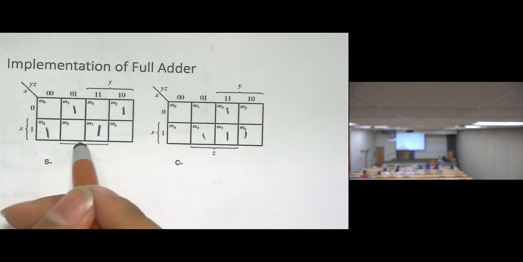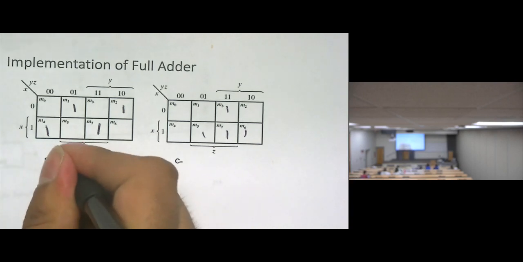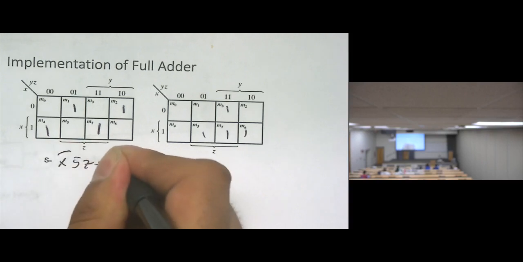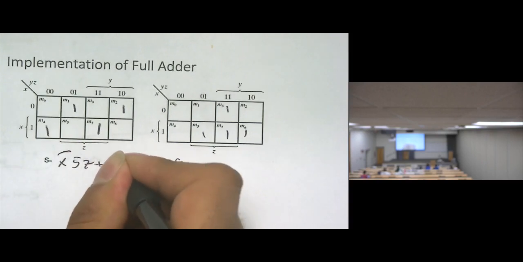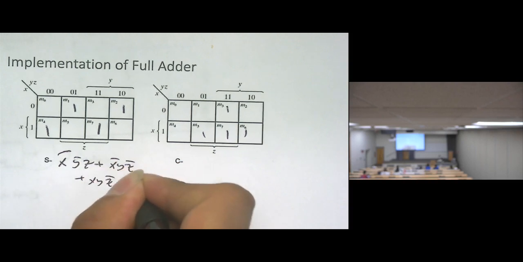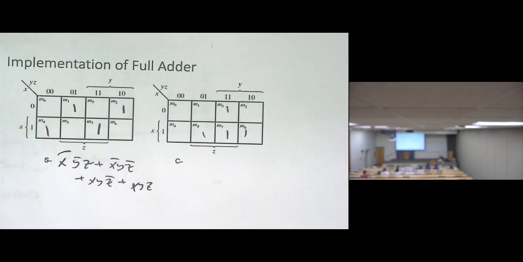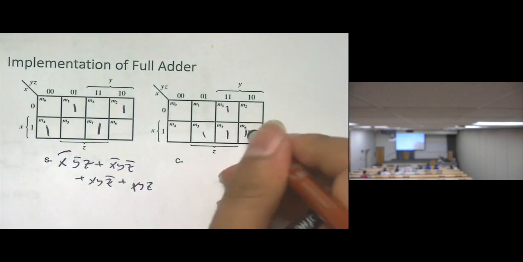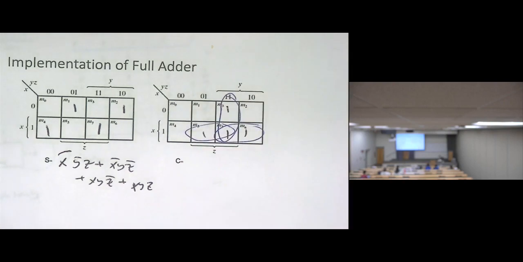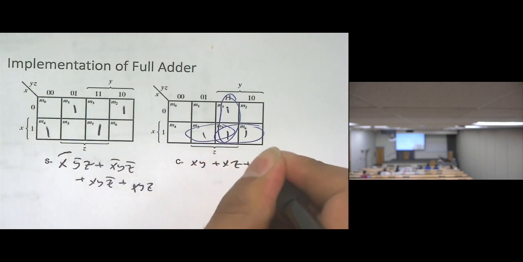In the sum bits? No. Let's take each bit alone. So it's going to be x prime y prime z plus x prime y z prime plus x y prime z prime plus x y z. While for C, can we make a shortcut, like 2 loops? Yes. We can make a loop here, a loop here, and a loop here. So it's going to be xy plus xz plus yz.